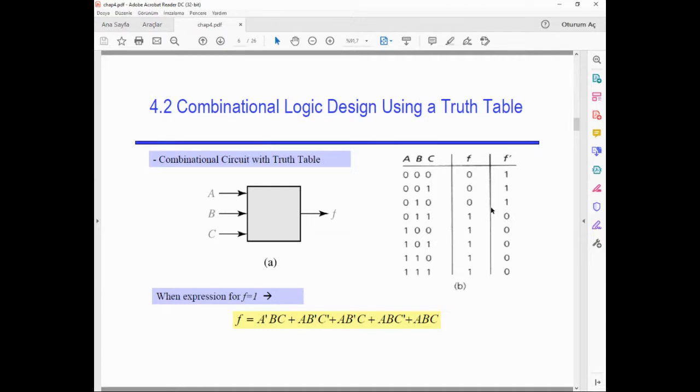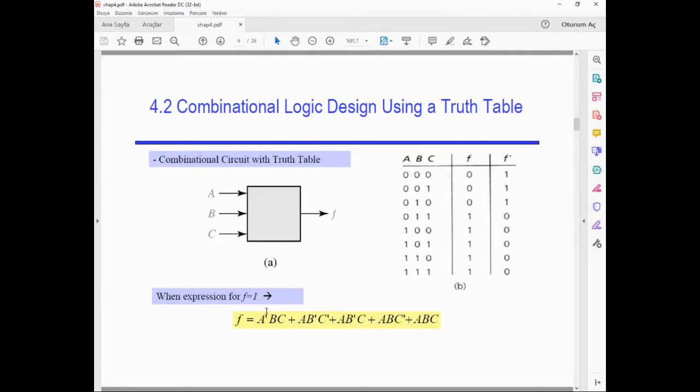So there is a truth table. Let's see the truth table. What does it mean? We have 3 inputs in this example. That means we have 8 combinations. So there is F, the result, and the result is 0, 0, 0, and the other one is 1. The complement of F means not F, just flip the numbers.